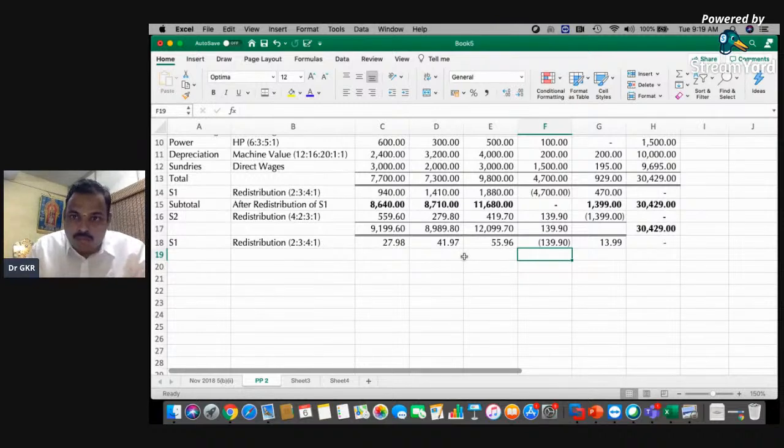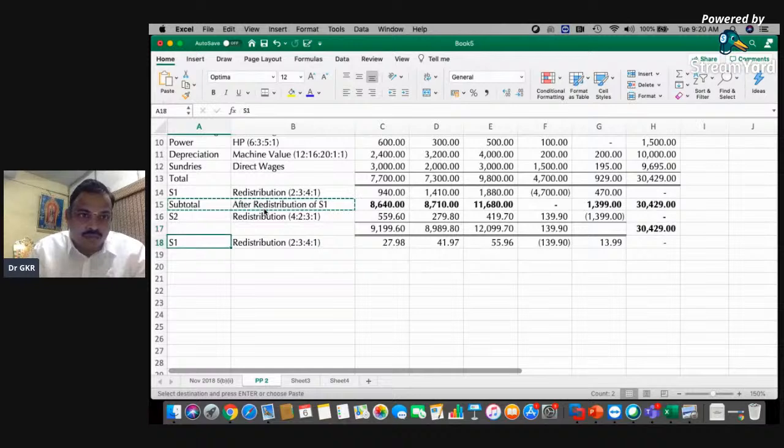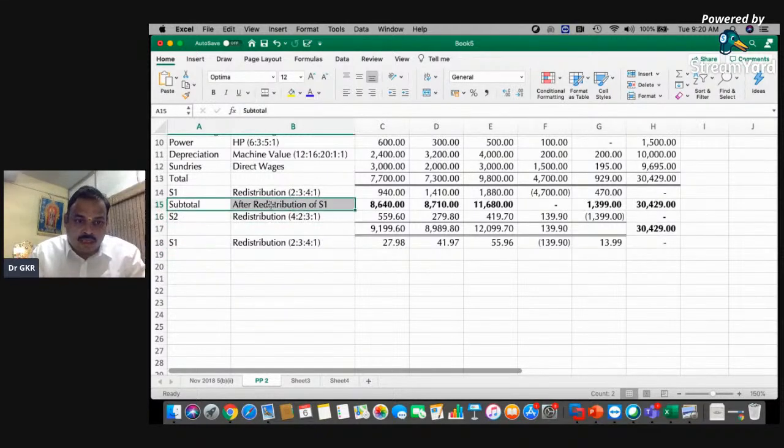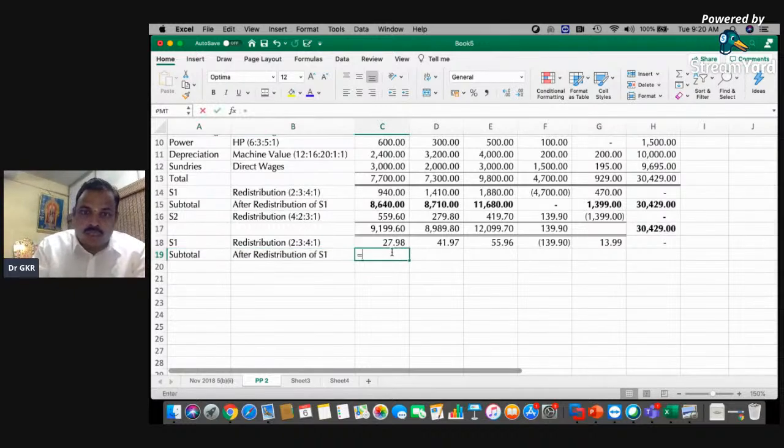So now, what is your subtotal after redistribution of S1? Okay. So maybe that need not be done. If you wish, you can do that. Now, let me do the redistribution of your S2. Maybe I'll again keep this here. So, what is your total, guys?